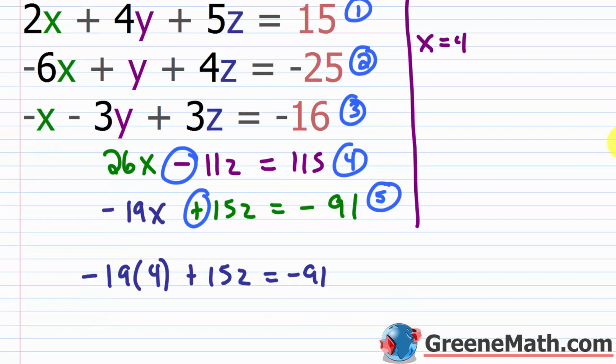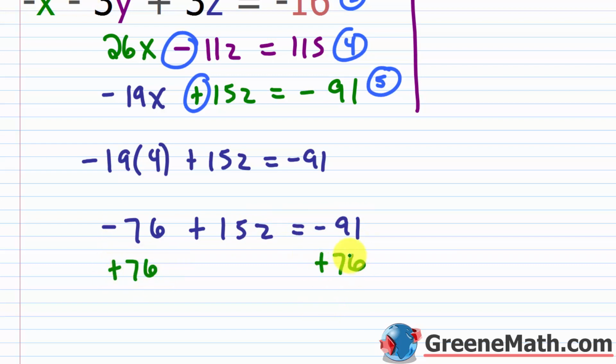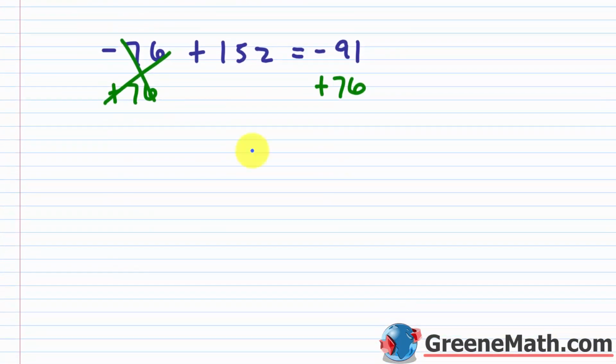Okay, so let's scroll down a little bit. So negative 19 times 4 is negative 76. And then plus 15z equals negative 91. So what I'm going to do is add 76 to both sides of the equation. So this will cancel, obviously. Negative 91 plus 76 is going to be negative 15. So what we would have is 15z equals negative 15.